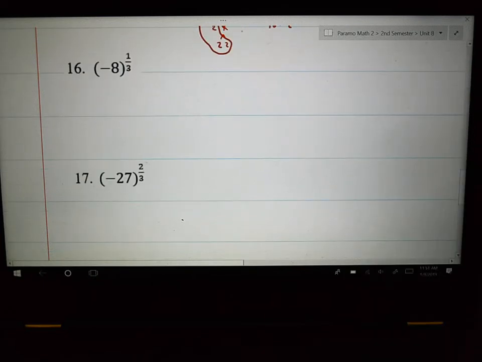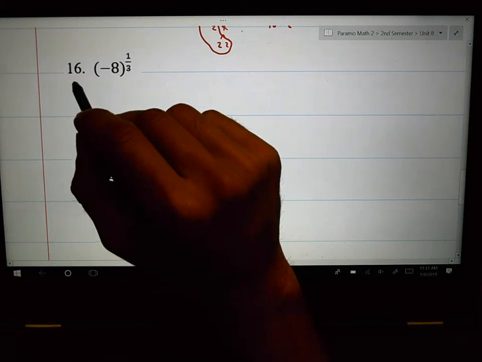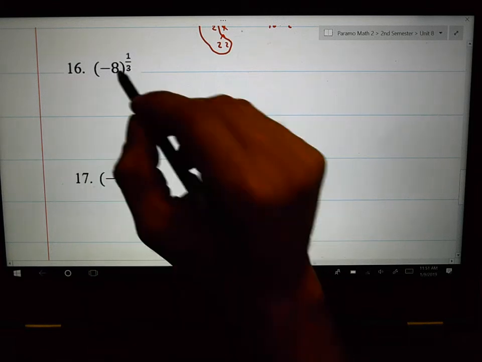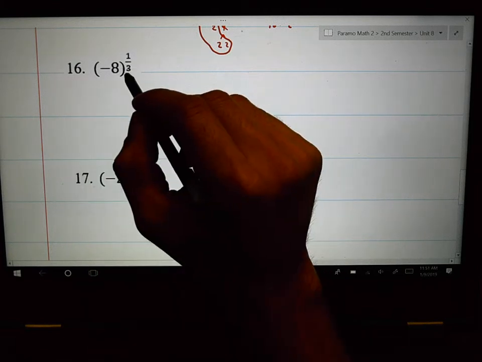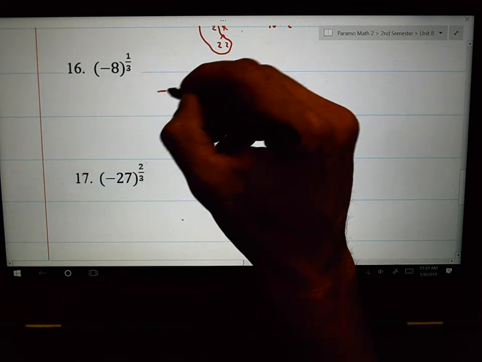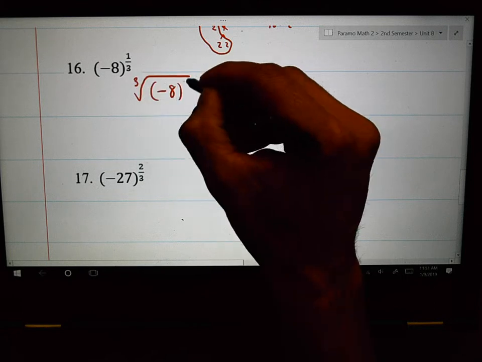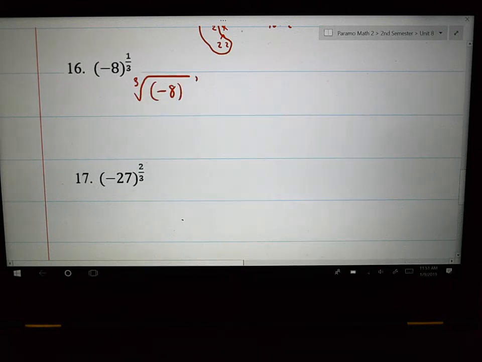But what happens if there's a negative inside parentheses and it's to the 1/3 power? What do we do? We do the same thing. We take the power. This is number 16, by the way. We take that power and we take that root and we go from exponential form and we put it into radical form, including that negative. Put that 3 there and the 1 there, if we actually don't even need the 1 in this case, but we'll put it there just in case.